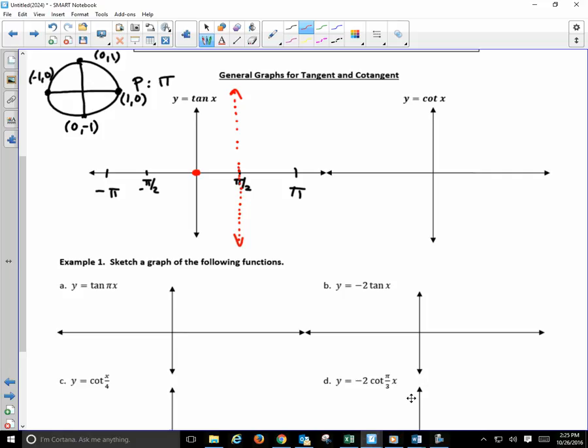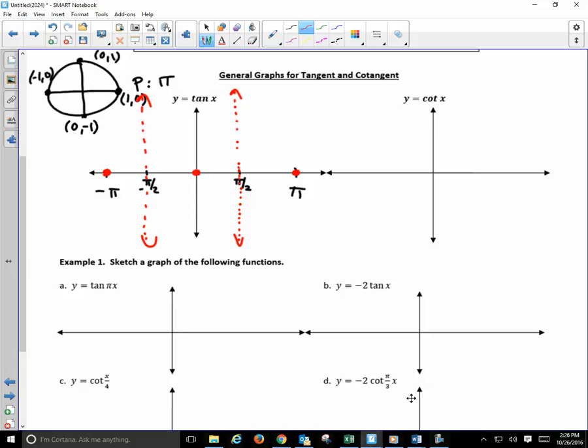I go all the way over to pi. Again, for tangent, I do y divided by x. Y is 0, x is negative 1. 0 divided by negative 1 is 0. And this will repeat itself on the other side as well, with a vertical asymptote there. I'll have a dot halfway in between.